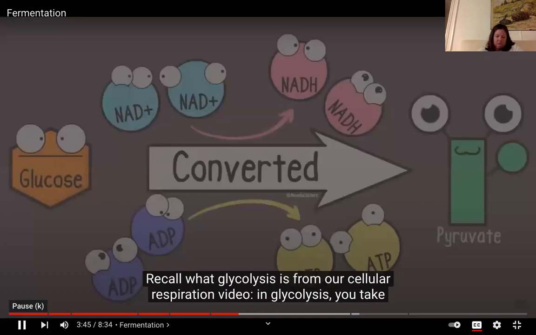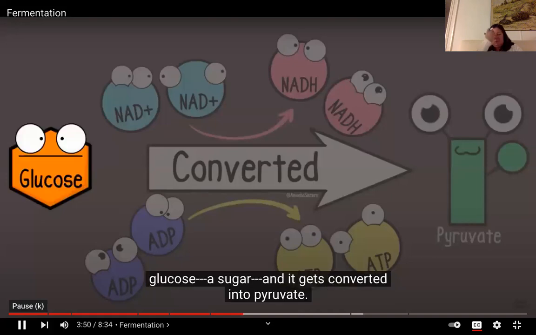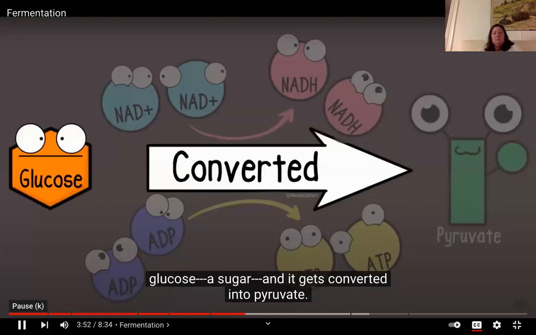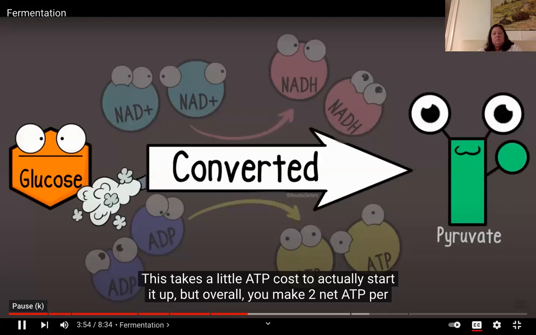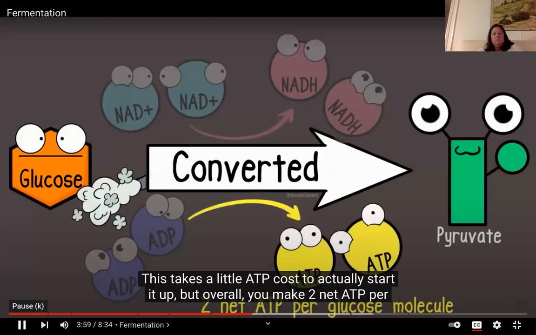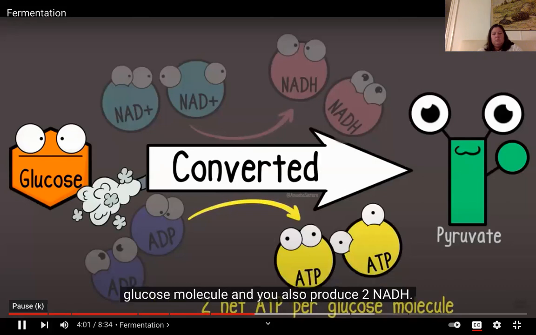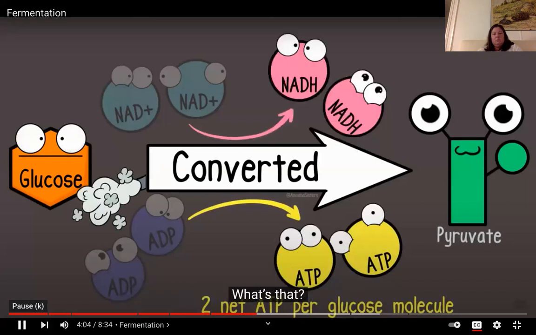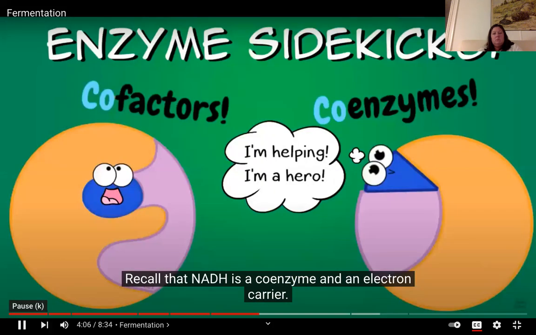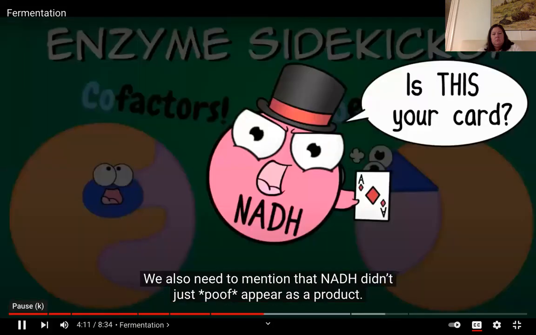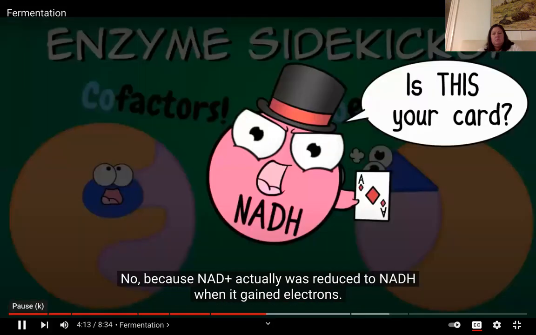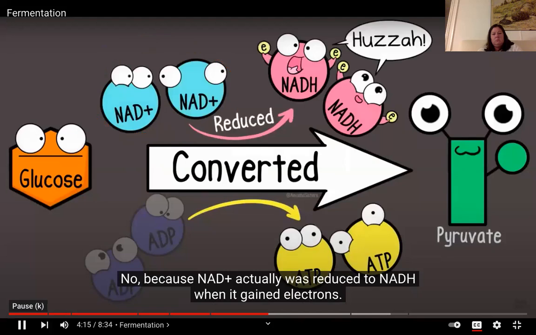Okay, so recall what glycolysis is from our cellular respiration video. In glycolysis, you take glucose, a sugar, and it gets converted into pyruvate. This takes a little ATP cost to actually start it up, but overall, per glucose, you make 2 net ATP molecules, and you also produce 2 NADH. Recall that NADH is a coenzyme and an electron carrier. We also need to mention that NADH didn't just poof appear as a product. No, because NAD plus actually was reduced to NADH when it gained electrons.